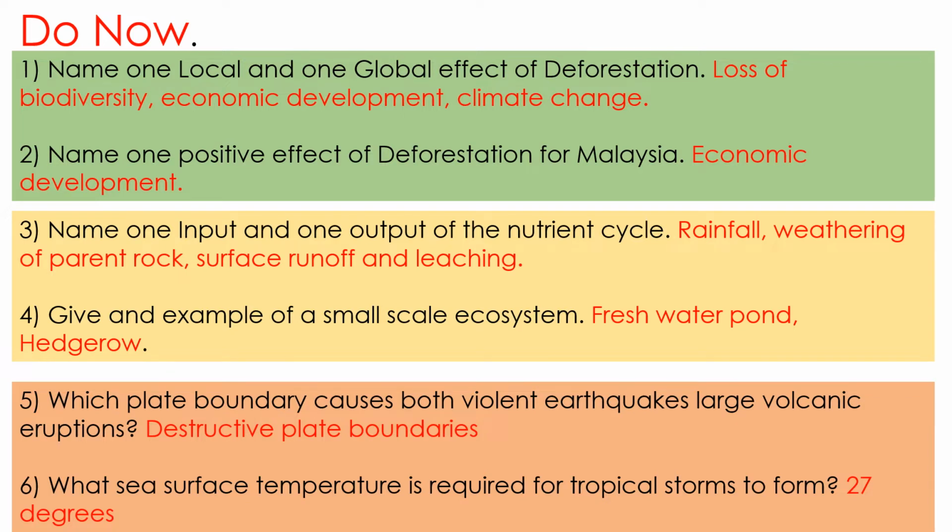Well, the one that we looked at and focused on was the freshwater pond, but you could also have something like a hedgerow. These run along the sides of roads and motorways, and again, may not be the size of something like a forest or even a desert or a tundra, but they still have lots of biodiversity within them.